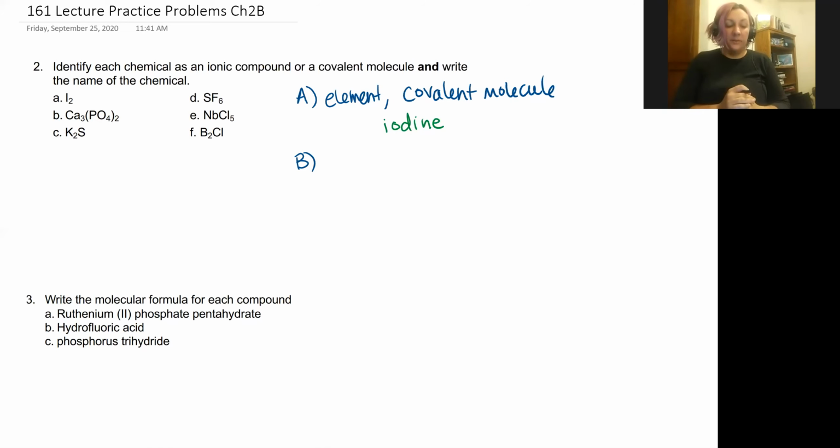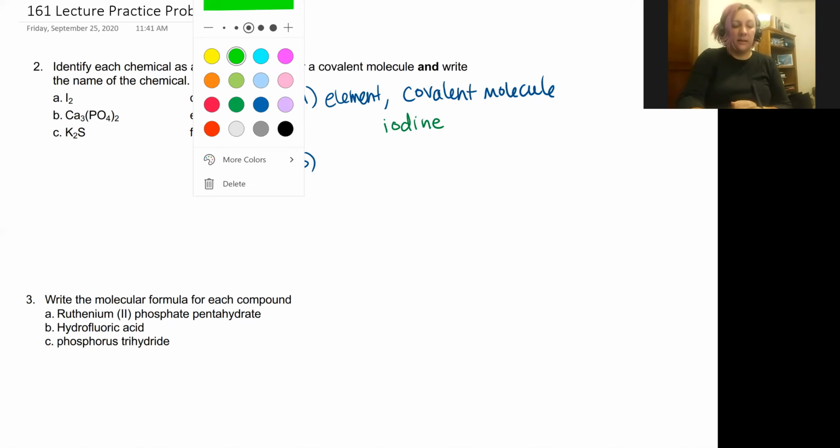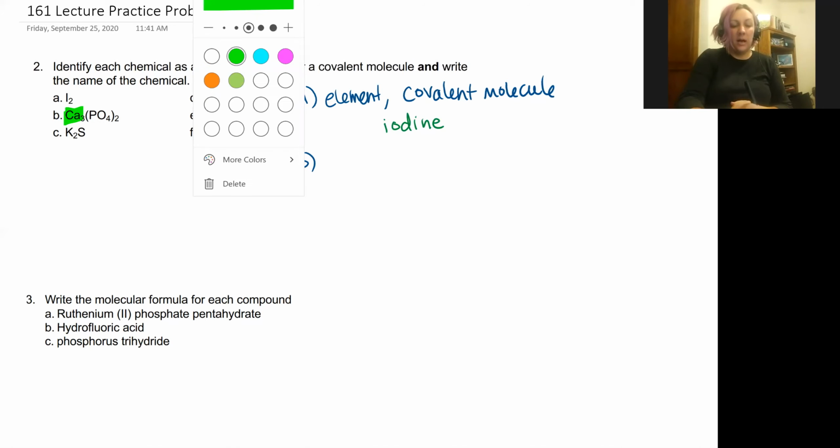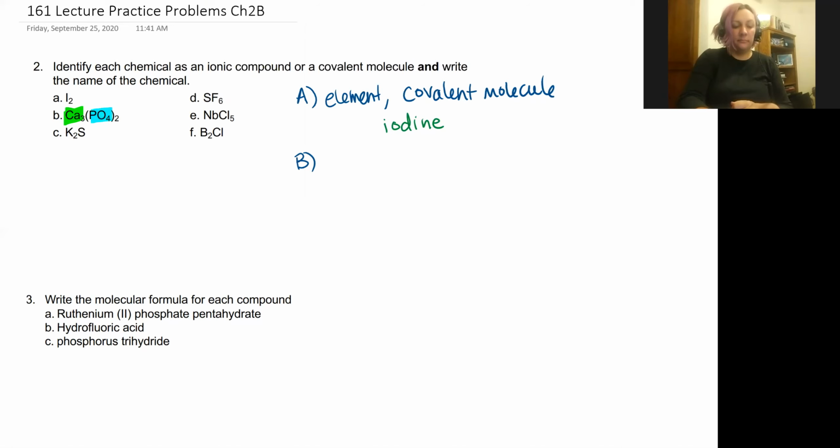Okay, so for B, it looks like we have calcium and then a phosphorus and an oxygen. So my eye is really drawn to the fact that there is a metal at the beginning, followed by non-metals after that. And I have more than one non-metal. And so that's my big red flag that I have more than one non-metal after a metal, that I have a polyatomic ion. And so I'm going to name this as a polyatomic ion.